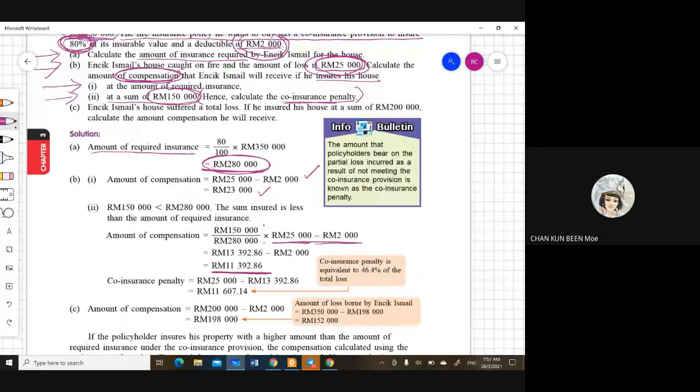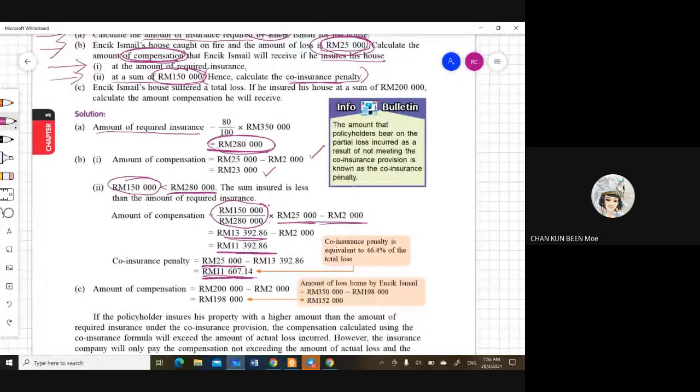After that, because this question asks you to calculate the co-insurance penalty, how do you get the co-insurance penalty? The co-insurance penalty is the total loss, and you deduct the compensation calculated using the amount that you insured over the amount that is required to be insured. So it will be 25,000, the total loss, minus 13,392.86. So the co-insurance penalty is 11,607.40. Why is there a penalty? Because he insured his house for less than the sum of value required. Therefore, there is a penalty for that.